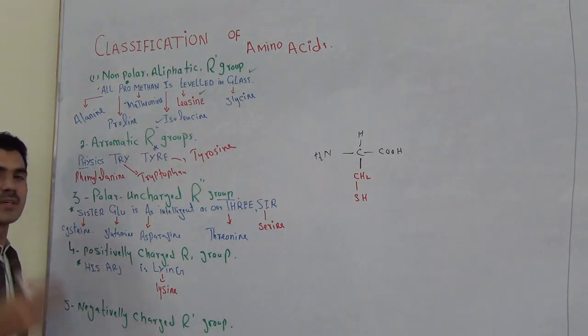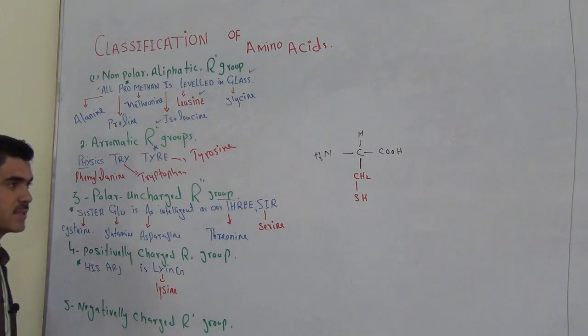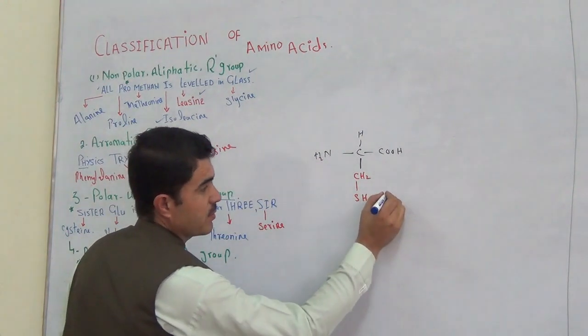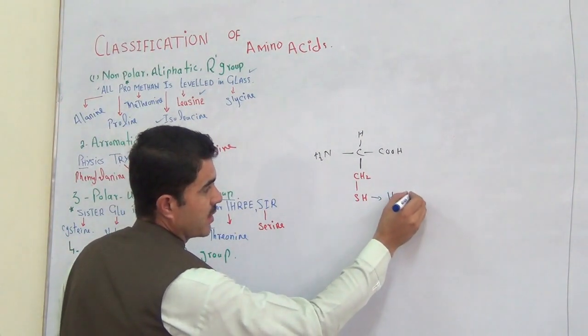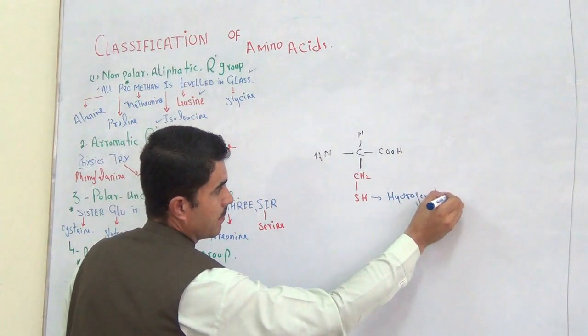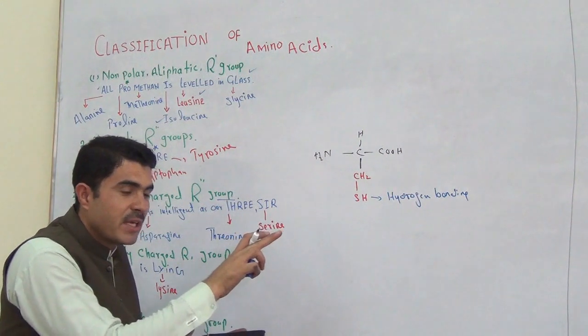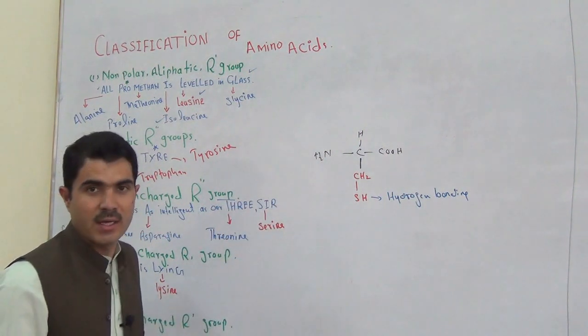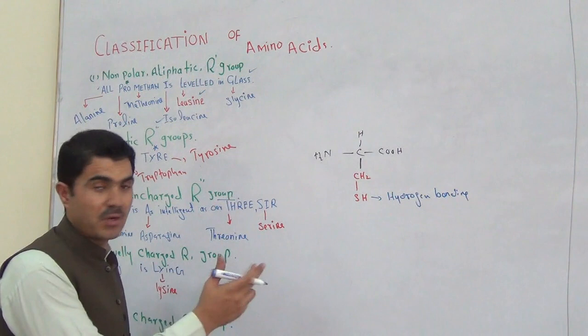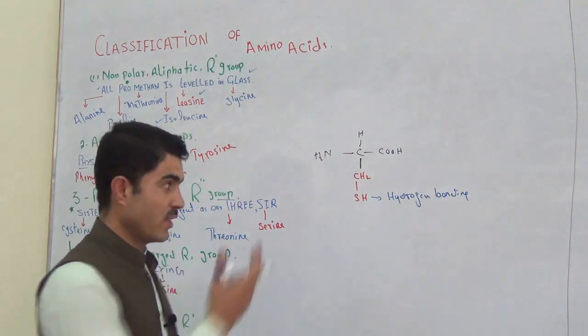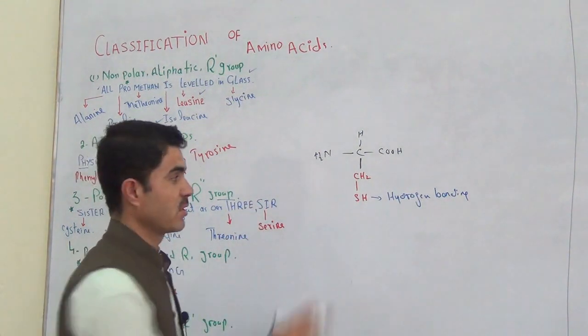There is something interesting to share with you: cysteine is that amino acid which contains sulfur, okay? And this hydrogen of the sulfur is responsible for hydrogen bonding. And of course that will show some affinity with water, and we say that it is polar, because those molecules which show affinity with water, we say these are polar. So it is polar because of that hydrogen.